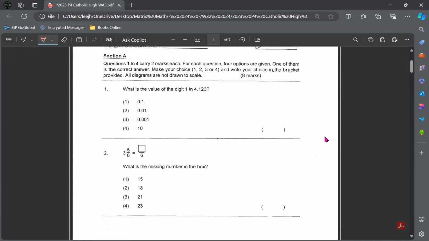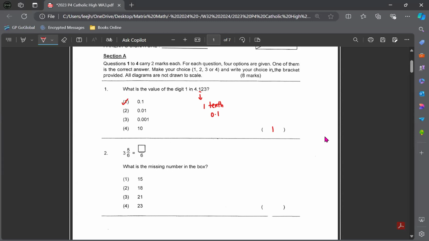So the first question says, what is the value of the digit 1 in 4.123? So the digit 1 here is in the tenths place. So that means it's actually number 1. This is 1/10, which means it's actually 0.1. So the value is 0.1. So your answer is number 1.